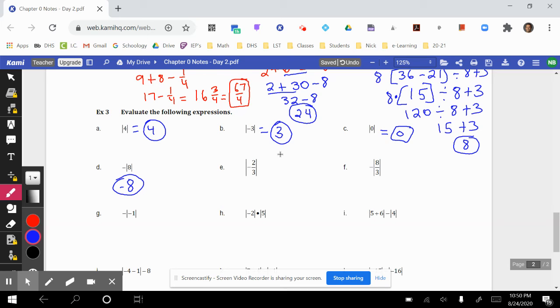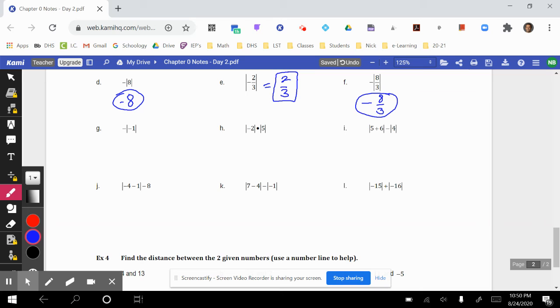All right, for letter E, fractions are the same way, right? They follow the same rules of absolute value. So the absolute value of -2/3 is just +2/3. All right, letter F is going to be very similar to letter D here, right? This negative is on the outside, so it needs to stay on the outside. The absolute value of 8/3 is just 8/3. So that means my final simplified answer is -8/3.